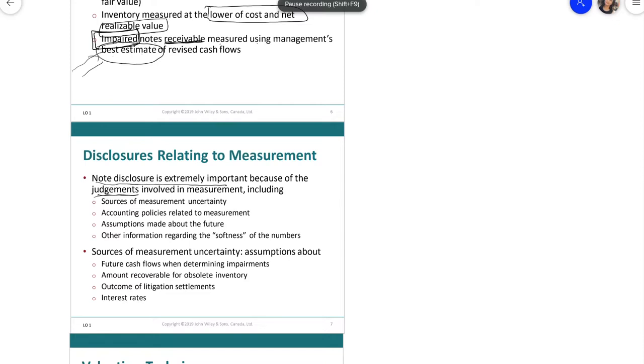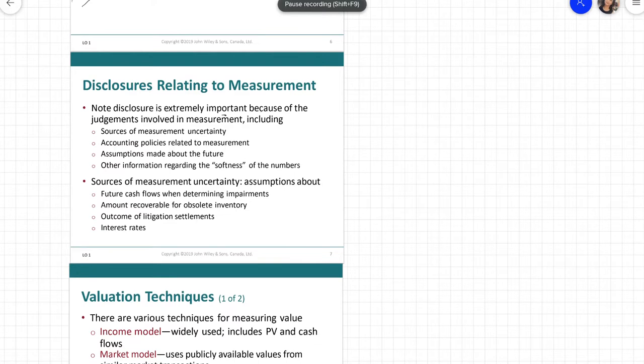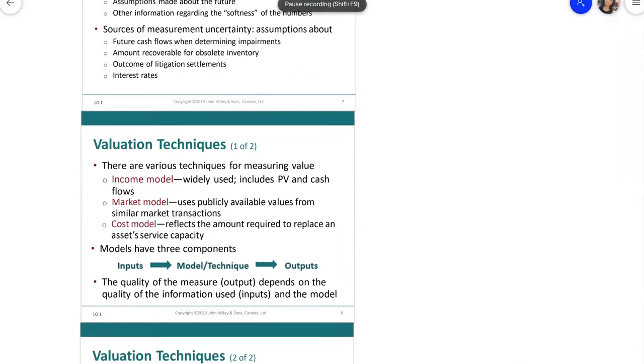So note disclosure is important, because we need to let our audience know what type of estimate we used, where the information came from. And sometimes in our assumptions we have uncertainty. We predicted that the cash flow is going to be 1,000 per day. It wasn't 1,000. So there's sometimes an uncertainty when we are measuring some of the assets, when we're using future cash flow measures. There's three techniques that we are going to be working on.